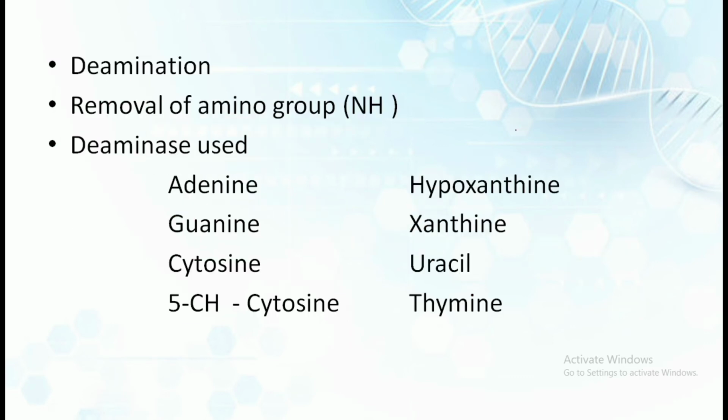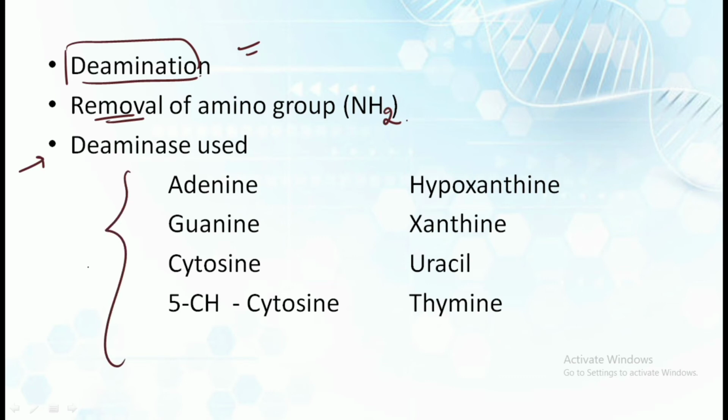The next one is about the deamination. This is the second point. In this, there occurs the removal of the amino group, that is the removal of the NH2, and for the removal of the amino group, we use the enzyme deaminase. So now make sure you remember these 4 deaminations, because questions have been framed from this area, and we'll be solving one question from the same at the end of this video.